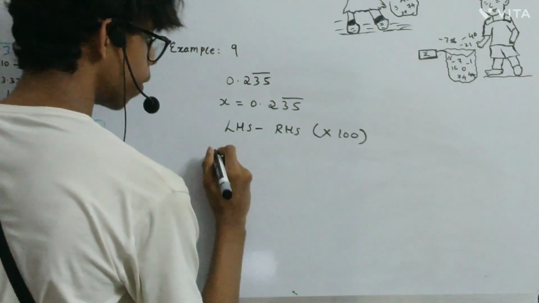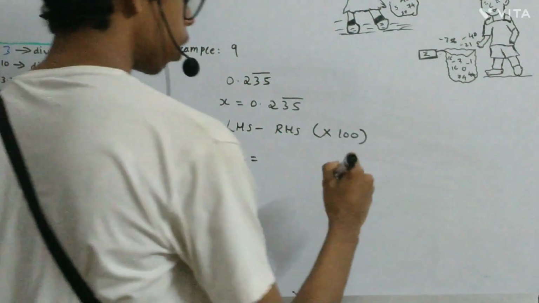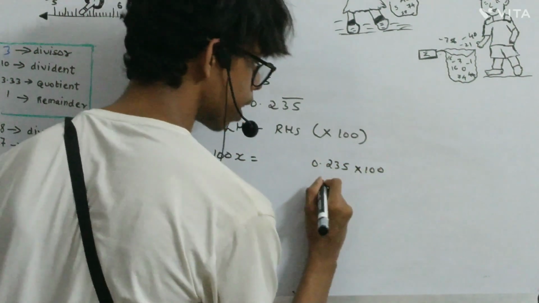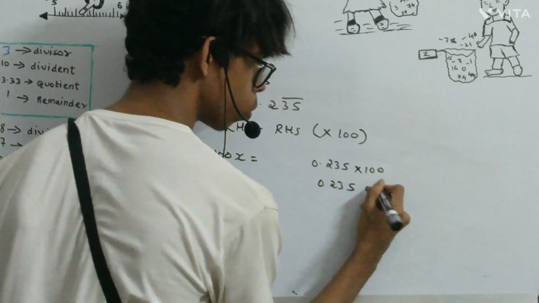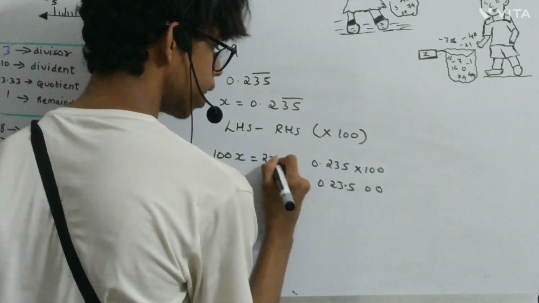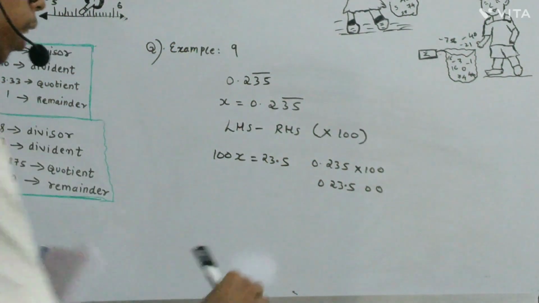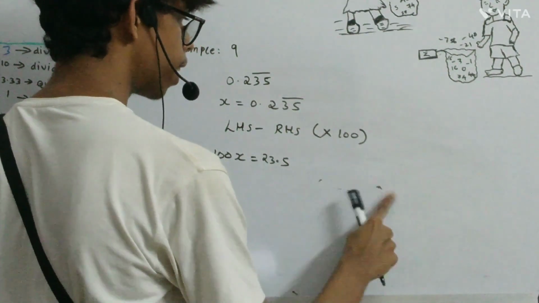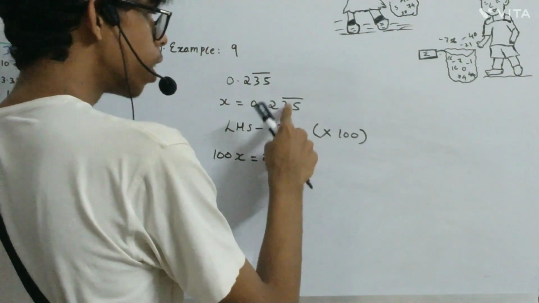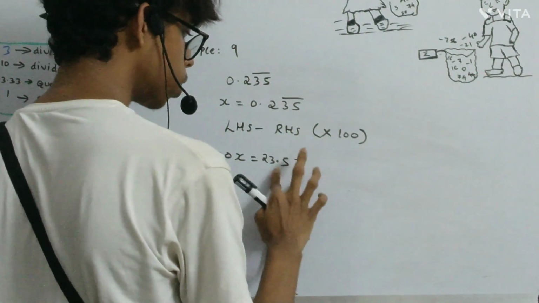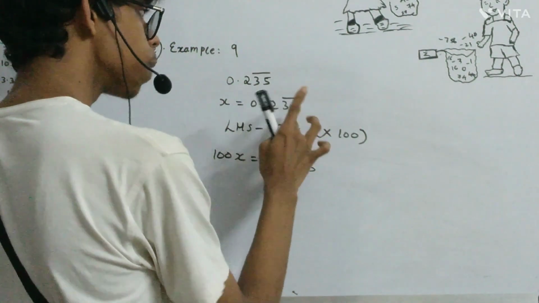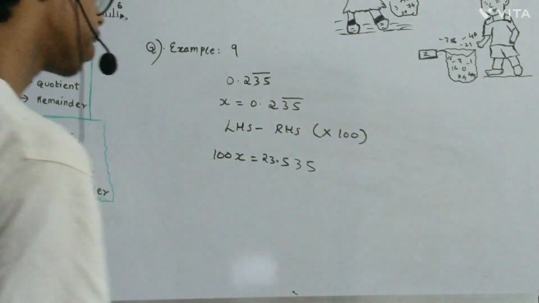So when you multiply, you will get 100x is equal to, now just see, 0.235. When I am multiplying it with 100, I will get 23.5 over here. Is it clear? 23.5 I am getting over here. Now what is the other thing that you should do here? The bar is present under 3 and 5. Just copy the numbers present under the bar down as they are after the decimal point.